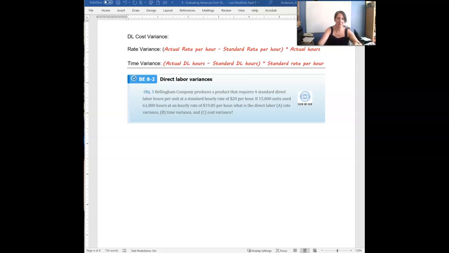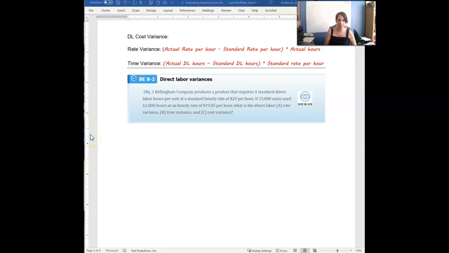But let's start talking about the cost variance. So we talked about before, rate versus time. Rate being how much you're paying people basically, and time being how long are they taking to do the job. So here we go. Bellingham Company produces a product that requires 4 standard direct labor hours a unit at a standard rate of $20 an hour. 15,000 units use 61,800 hours, at an hourly rate of $19.85. What is the direct labor rate variance and the time variance?